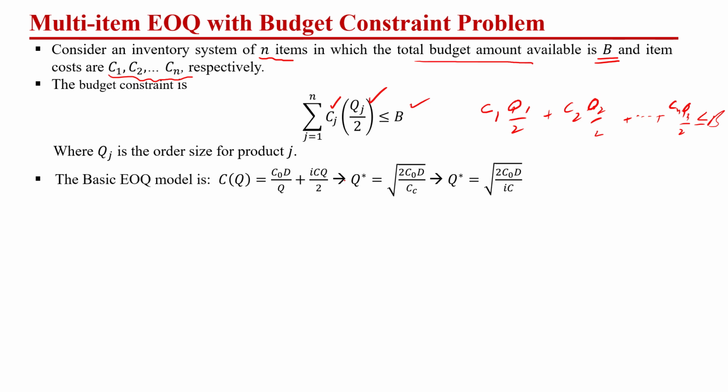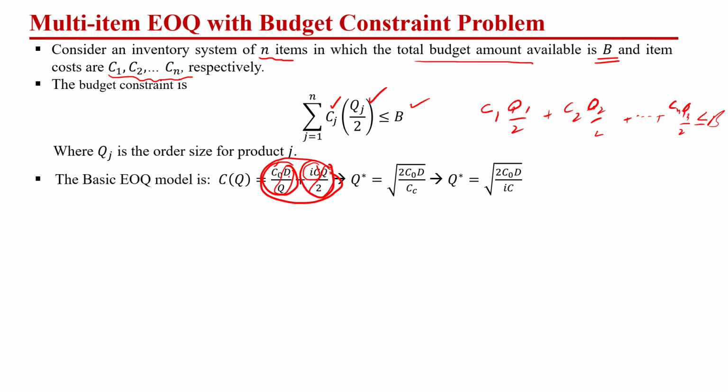As we know, using the basic EOQ model, how can we find the optimum order quantity? This is the total cost. This is the ordering cost, and this is the carrying cost. This is the cost per order, this is the number of orders, this is the carrying cost, and this is the average inventory. So the total cost is the ordering plus the carrying cost. Using this function, we can find the optimum order quantity.